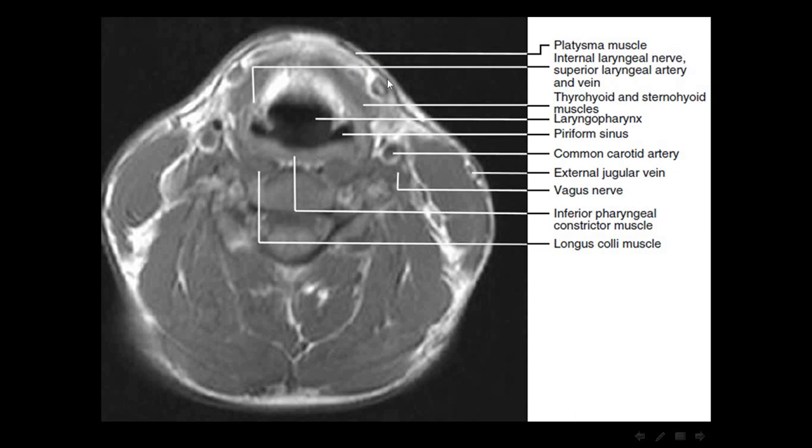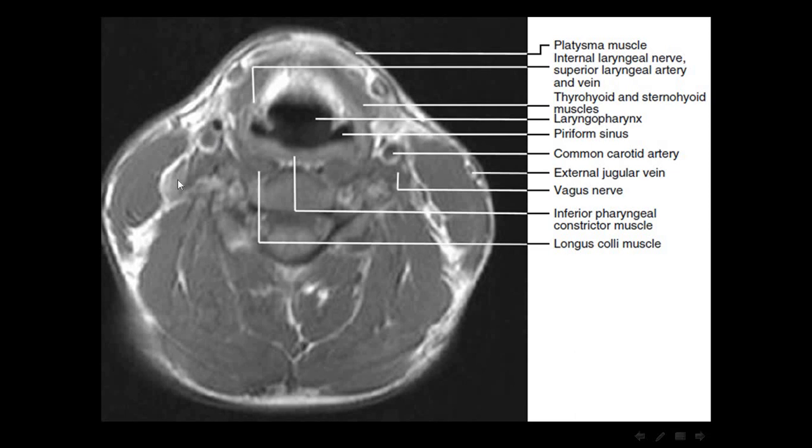This thin hypointense line is the platysma muscle because it's a very thin, sheet-like muscle, and this is a cross-section, an axial image. So what we see is this line of this muscle. Here we have the thyroid and sternothyroid muscles and sternohyoid. So the infrahyoid muscles are contained within this area. This is the piriform sinus, the common carotid artery, and this is the internal jugular vein.